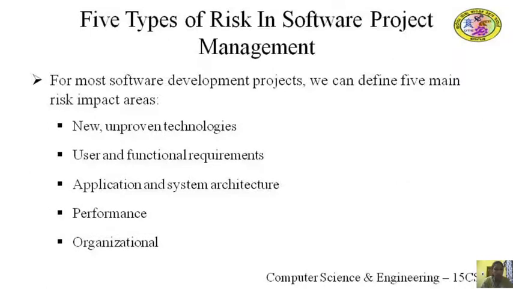Five types of risk in software project management. For most software development projects, we can define five main risk impact areas, which are: new unproven technologies being used, user and functional requirements, application and system architecture, performance, organizational.